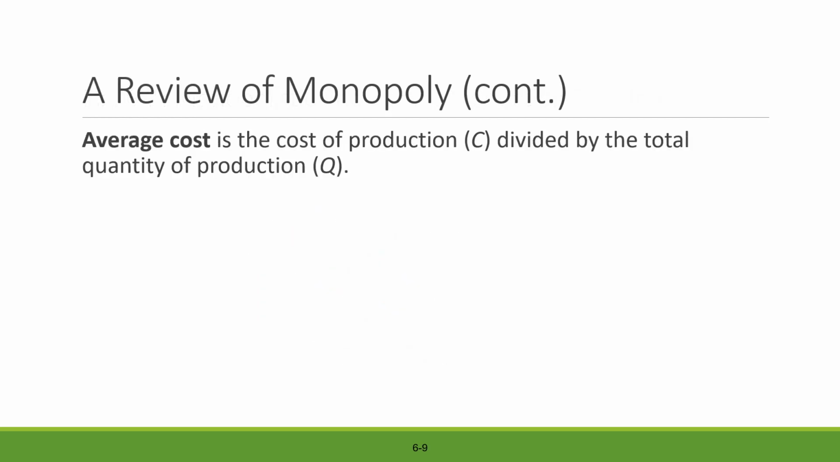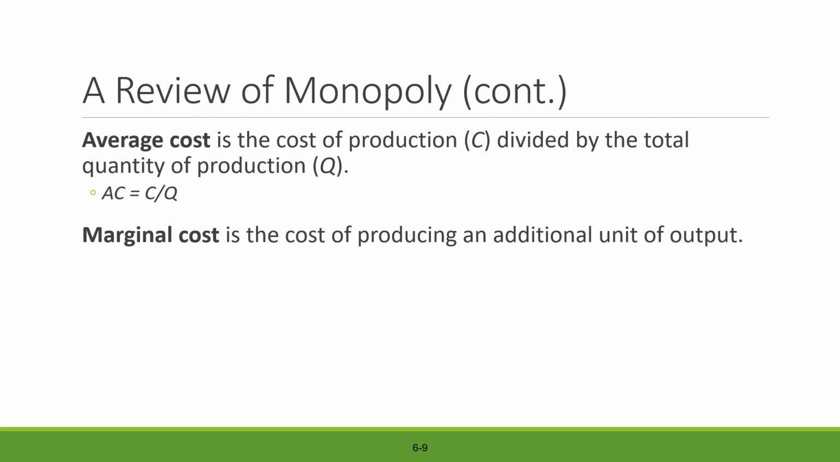We are basically reviewing the monopoly. Average cost is the cost of production divided by total quantity. Total cost divided by total quantity is the average cost, and marginal cost is the cost of producing an additional unit of output. When we increase one unit of the resource, the input, the labor or the capital, the cost of producing that extra unit is called the marginal cost.